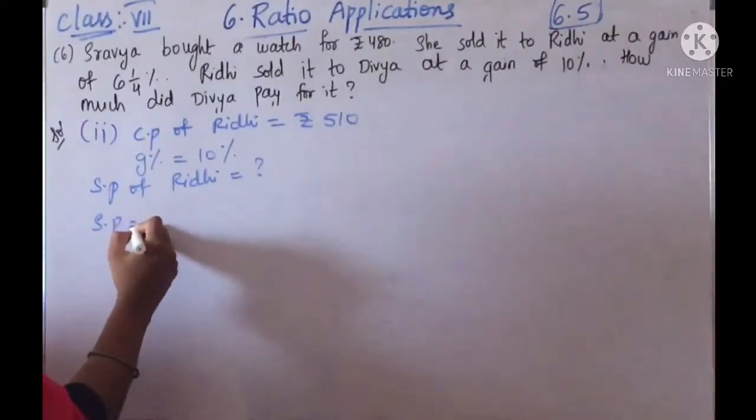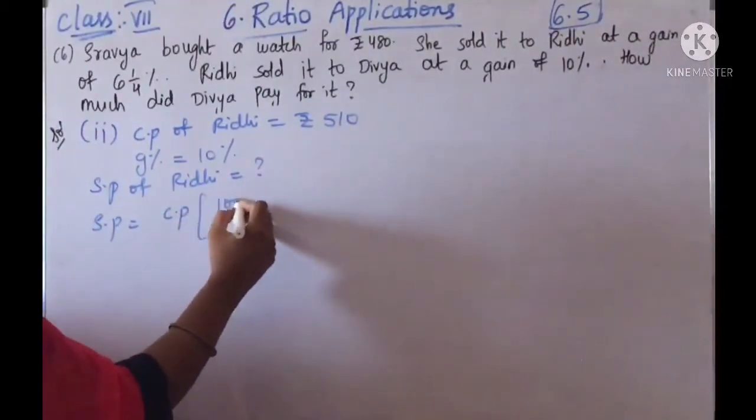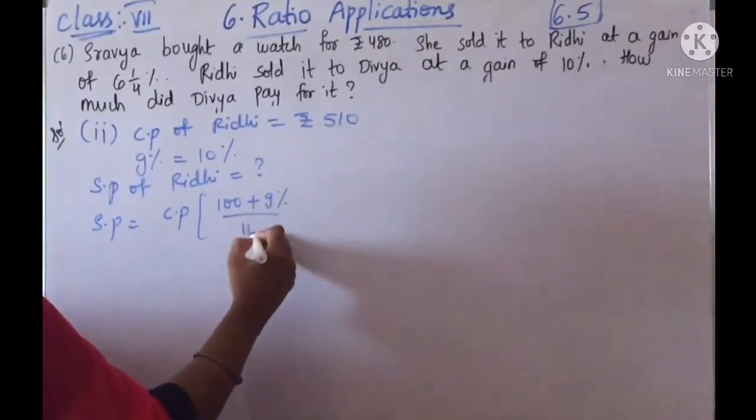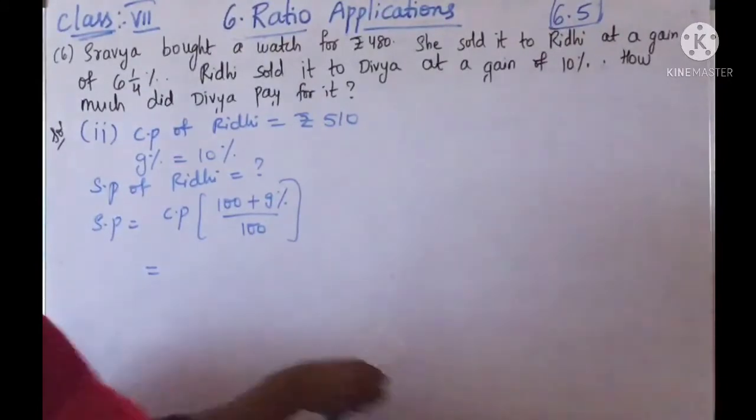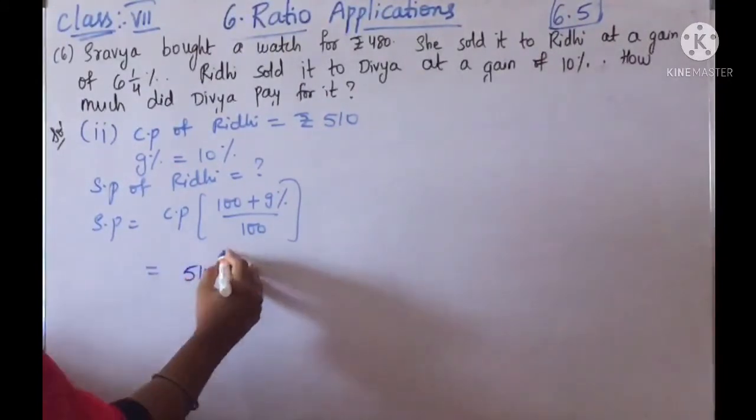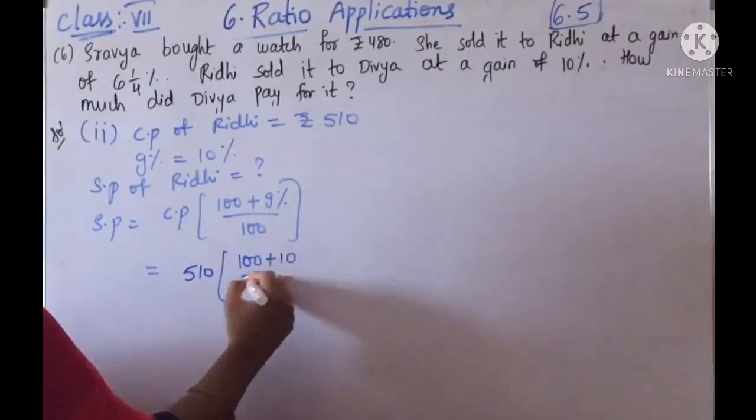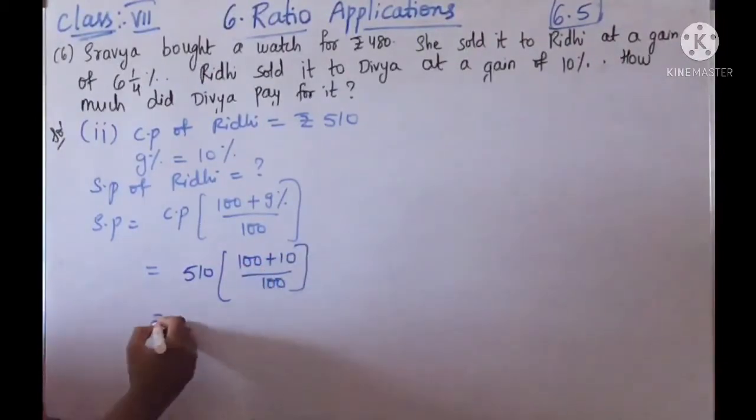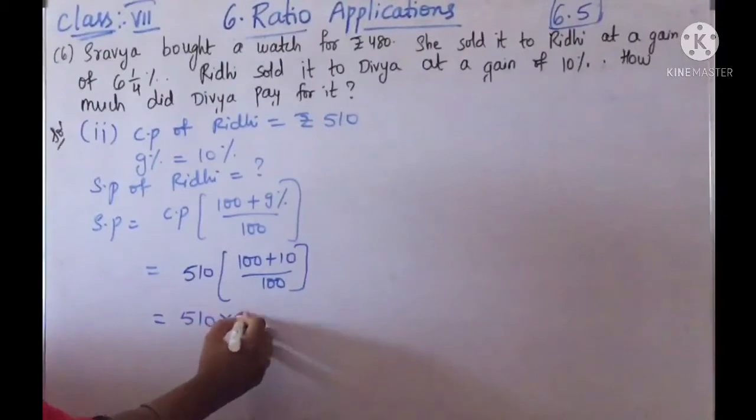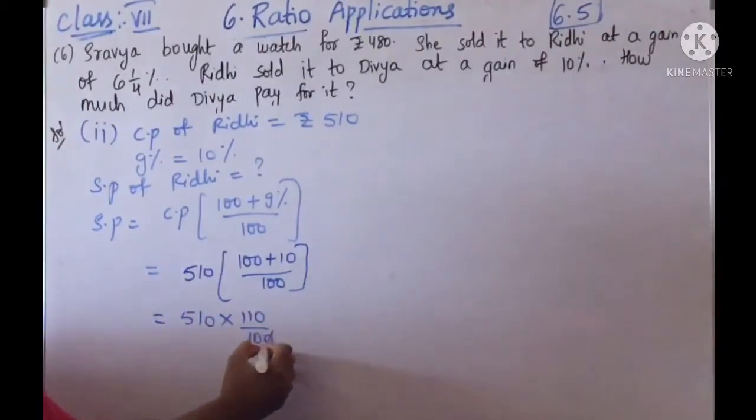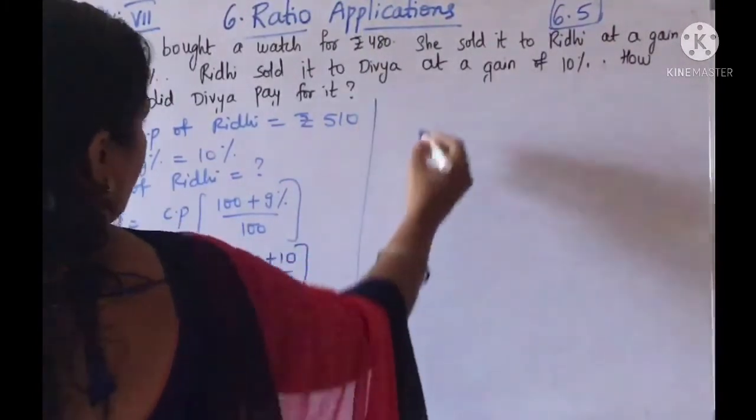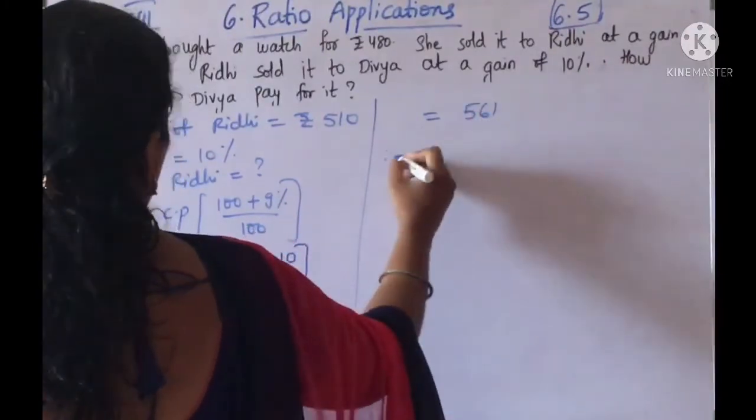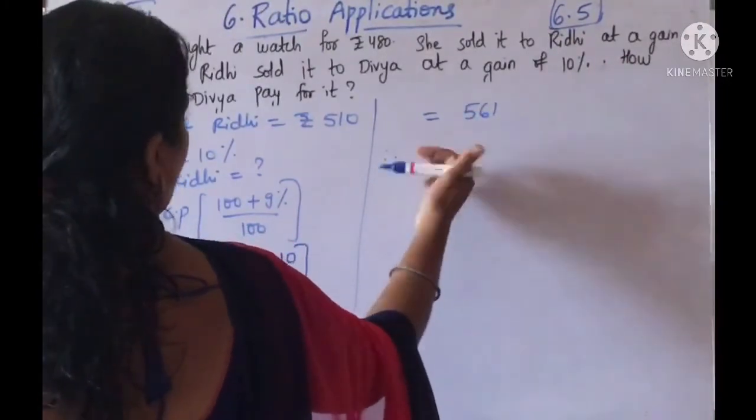So selling price is nothing but CP into 100 plus gain percentage by 100. So what is CP here? CP is 510. 510 into 100 plus 10 by 100. That is 510 into 110 by 100. So 0, 0 gets cancelled. So 51 into 11. So 51 into 11 is nothing but 561.